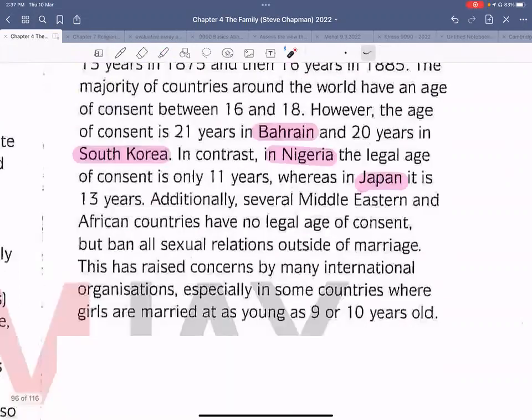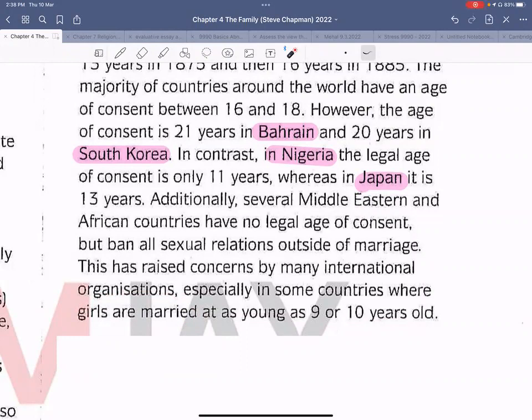Additionally, several Middle Eastern and African countries have no legal age of consent, but a total ban on all sexual relationships outside of marriage. This has raised concern by many international organizations, especially in some countries where girls are married as young as 9 to 10 years old. Pakistan does have a legal age, yes. Yeah, the extent to which people follow these rules and regulations is, again, questionable here.